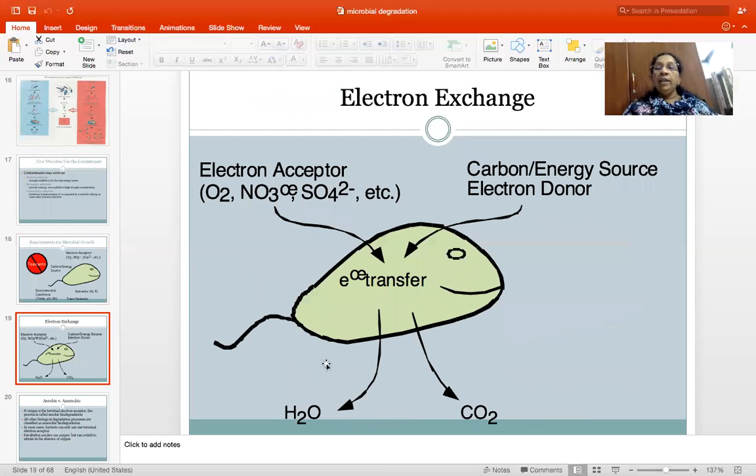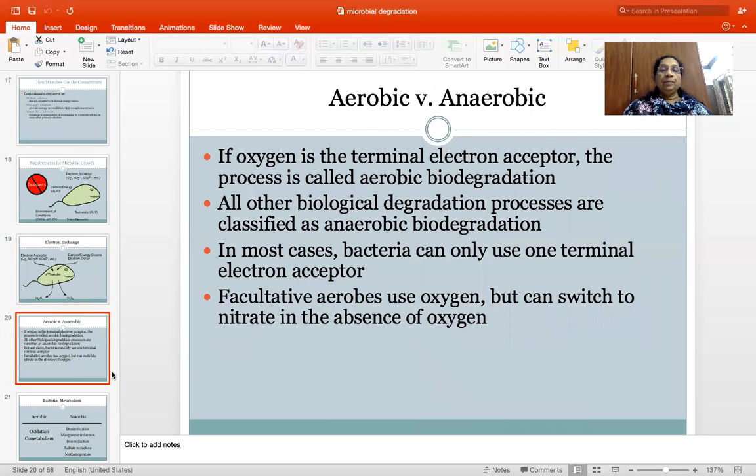So basically the biodegradation process is an electron exchange process, or even the microbial life itself is an electron exchange process. So it has an electron donor, that is the carbon source. Here in the case of biodegradation, the compound itself will be used as a carbon or energy source, and electron acceptors are for example oxygen or nitrate or sulfate, etc. And here electron transfer occurs, and by that biodegradation occurs, and here carbon dioxide and water will be produced as the end products. So you see the difference between aerobic and anaerobic.